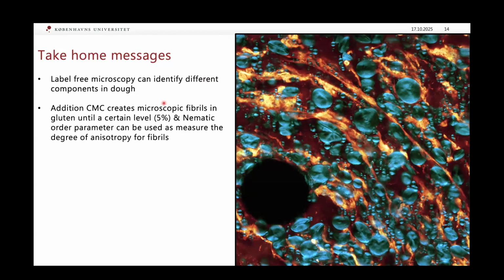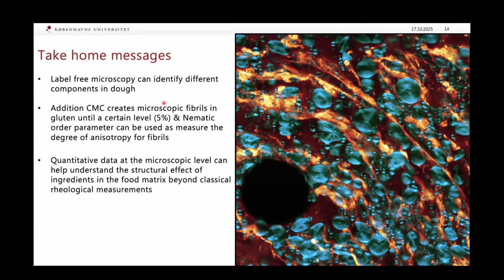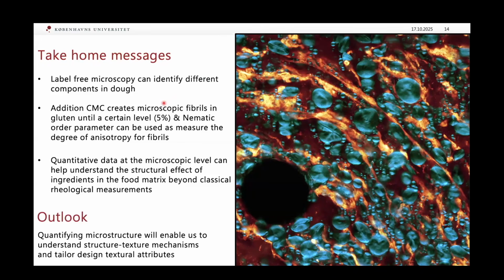Yeah, and then for our research, how we can quantify these fibrils and what does it mean for us to understand food materials beyond the rheological measurements that we're used to, and how we should keep doing more food microstructure to understand texture. I think this is just one example. I'm going to briefly show others later.